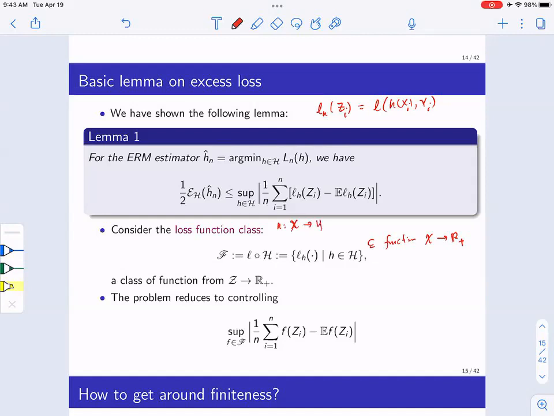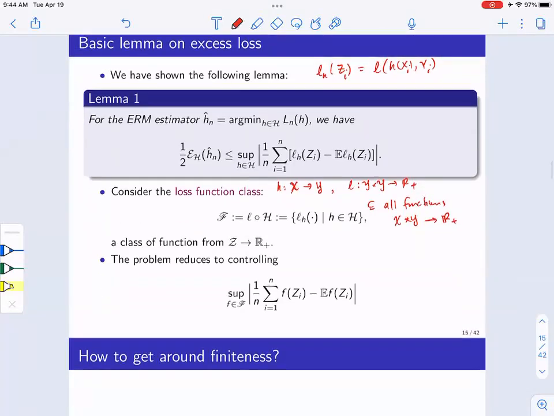Where does the Y come from? I'm going to answer that. So h is this, and remember the loss is from Y times Y to, let's say, R or R plus. When I compose things, it's a function from X times Y, the Z space, to R plus, a subset of all such functions. So these are real valued or non-negative valued functions. The problem then reduces to the supremum over this class F: as h varies in H, L_h varies in F.